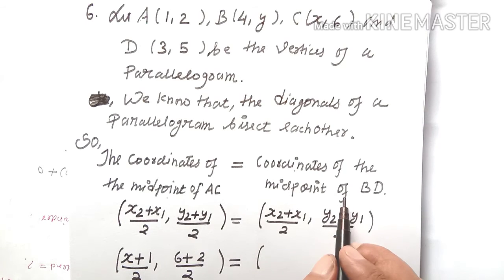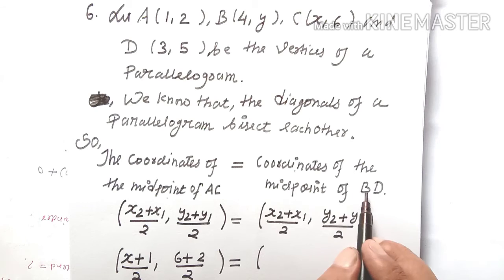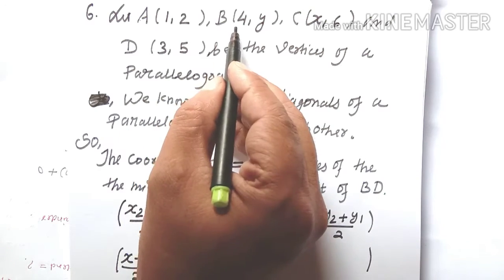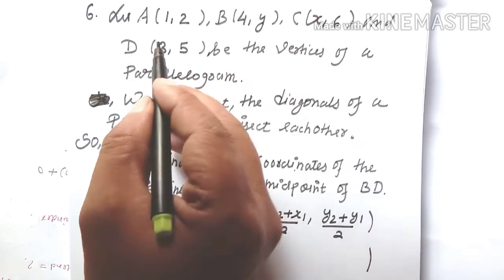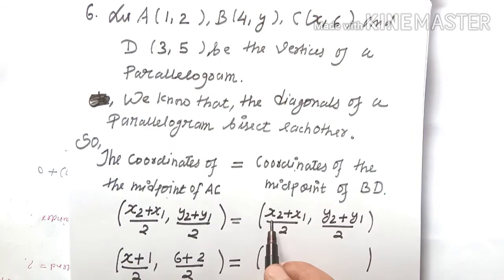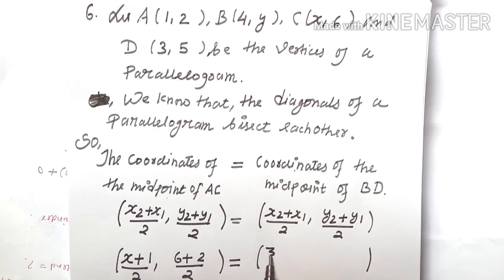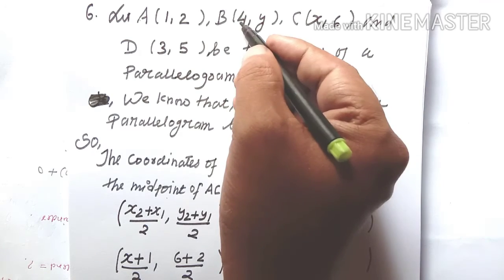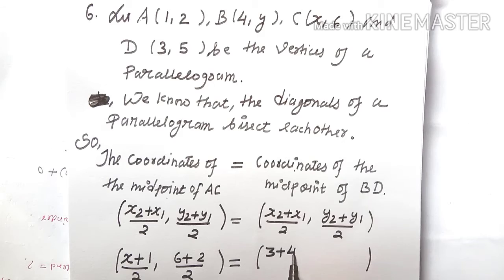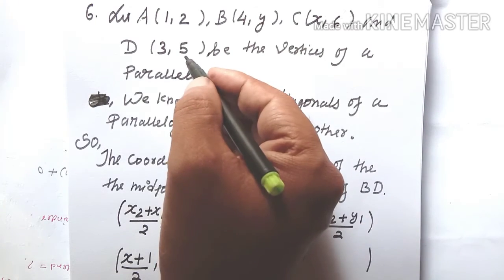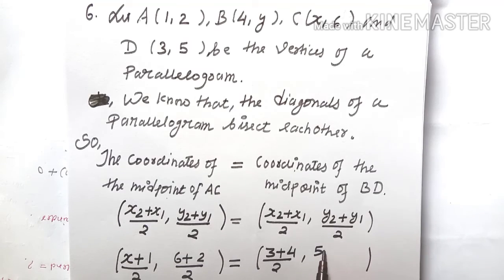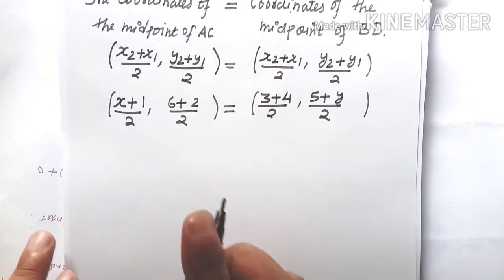Likewise, you'll have to check the diagonal BD. So x1, y1, x2, y2. The x2 value you'll take from point D, which is 3, plus x1 from point B, which is 4, divided by 2. For y, y2 from point D is 5, plus y1, which is y, divided by 2. After that we can reduce.